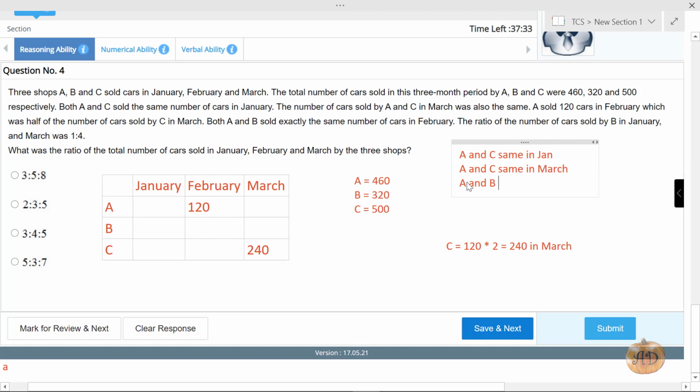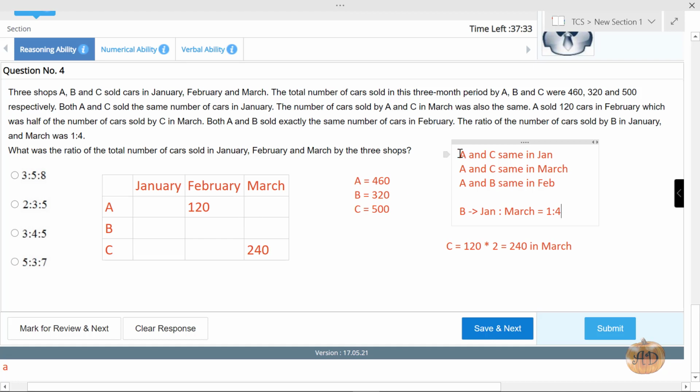A and B same in Feb. The ratio of the number of cars sold by B in January and March was 1:4. Okay, so the ratio is given for B, that Jan is to March equals 1:4. So we have written all the points correctly here. Let's see what data can be fetched from here.